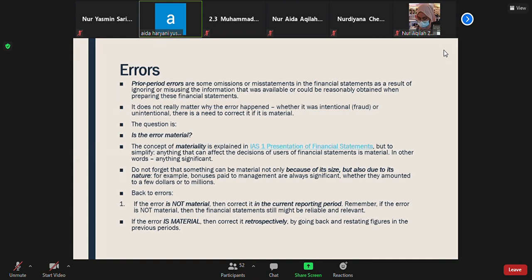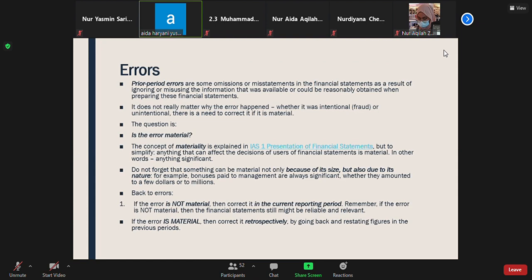But when you want to correct the error, you have to look at the materiality of the error. So the question here is, is the error material? The concept of materiality is explained in IAS 1, kita pernah buat dulu. But to simplify, anything that can affect the decision of users of financial statement is material. So this is something to do with the materiality concept yang I pernah explain about paperclip. And also the amount of your asset, the machine lah kata.